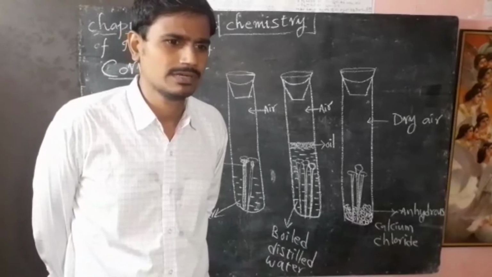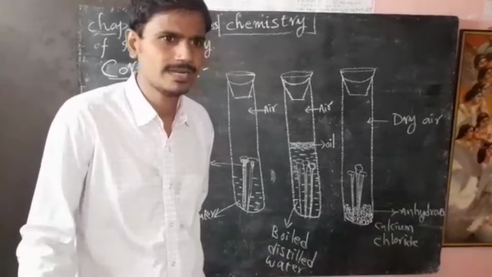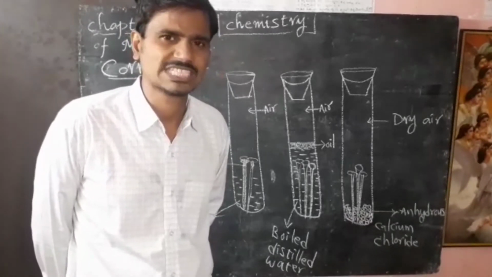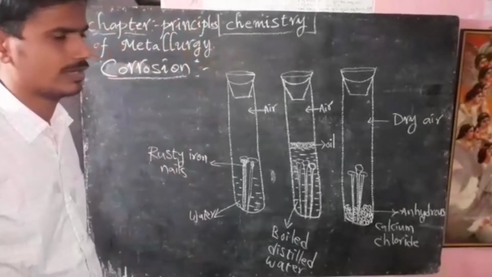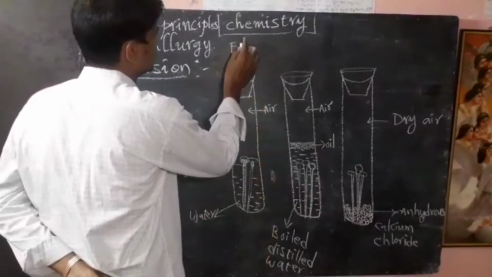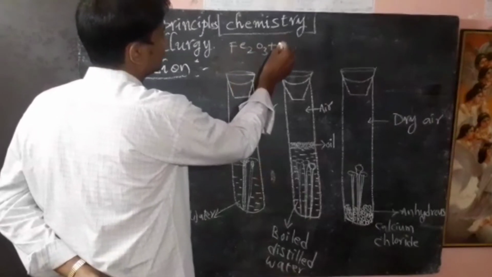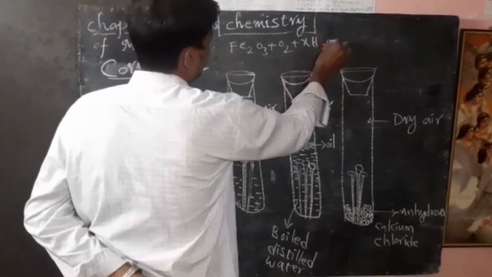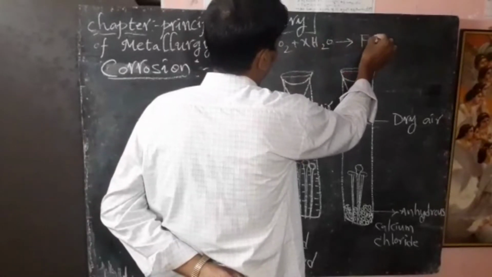So whenever metals are exposed to moisture and air, in the presence of oxygen, they form the respective metal oxides. So generally we know very well about iron. Iron, so hematite Fe2O3, reacts with oxygen and X moles of water, and it forms a metal oxide, that is Fe2O3.